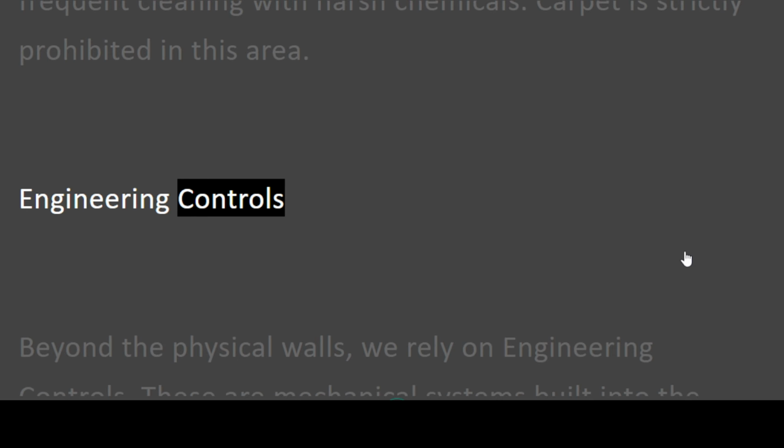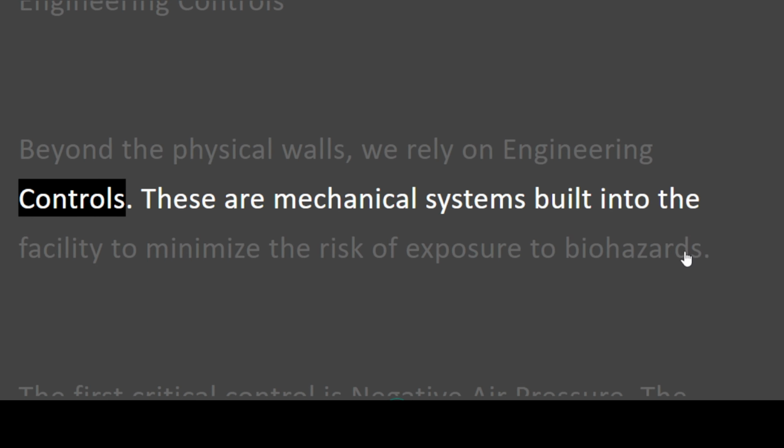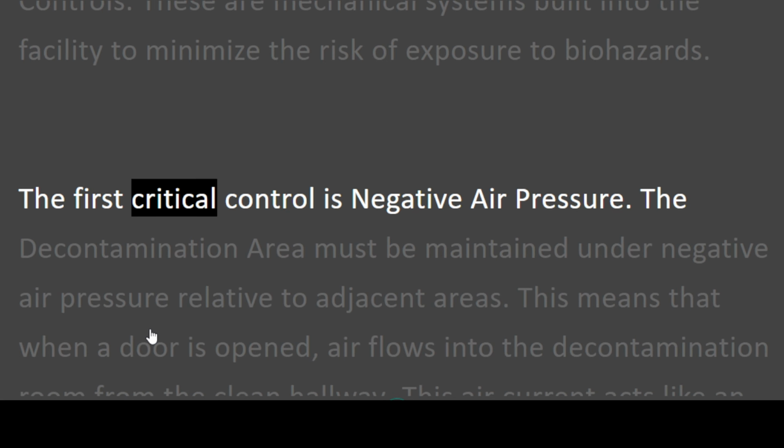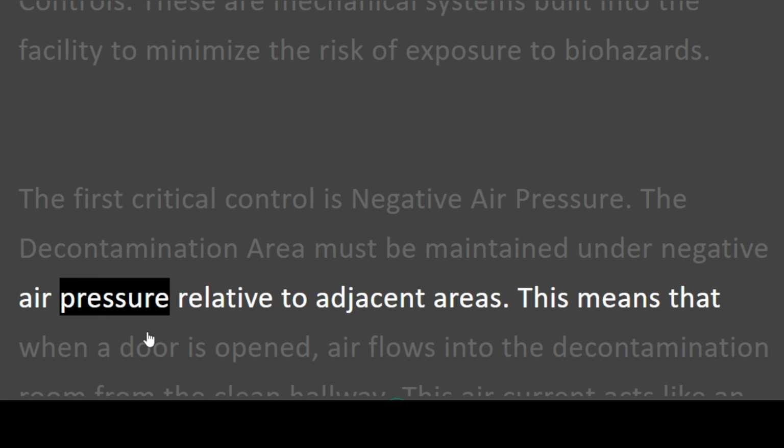Engineering controls. Beyond the physical walls, we rely on engineering controls. These are mechanical systems built into the facility to minimize the risk of exposure to biohazards. The first critical control is negative air pressure. The decontamination area must be maintained under negative air pressure relative to adjacent areas.